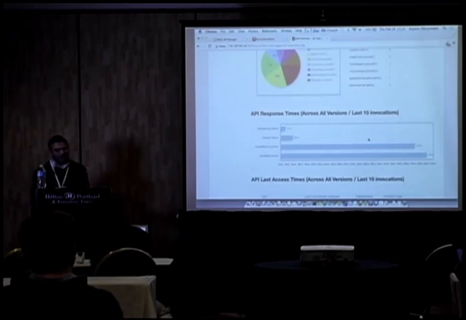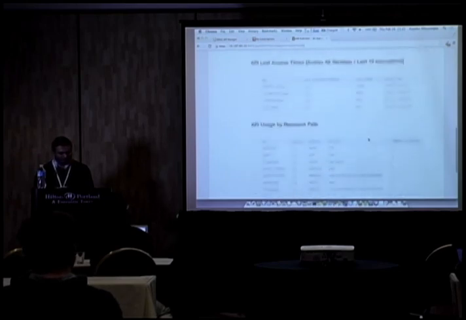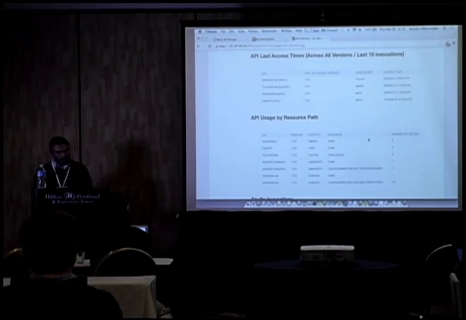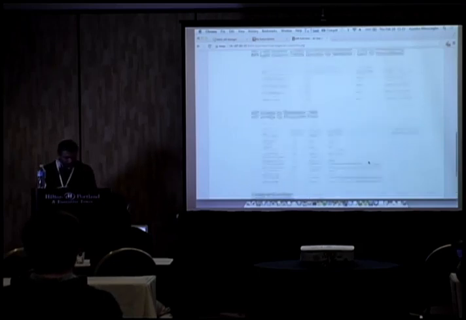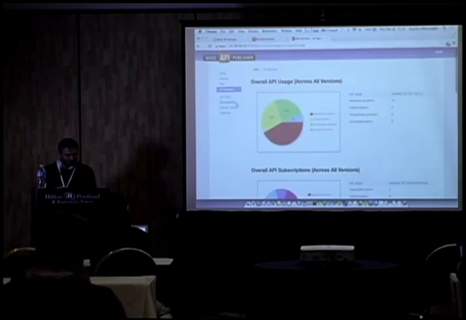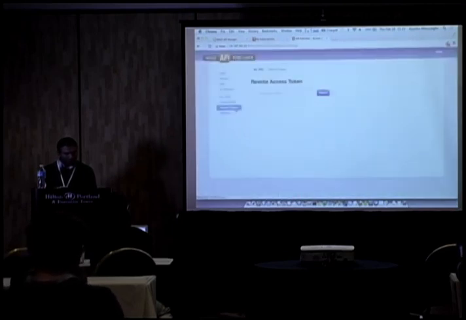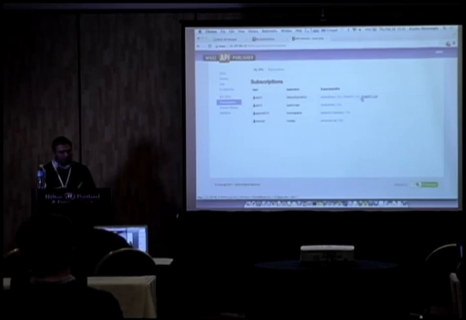So you can fine tune your backend APIs by looking at this information, and the last access time, and based on the resource path, who invoked which resource, and fault invocations as well. So those are the basic statistics, but you can introduce your own statistics as well. And then you can manage the APIs, like you can revoke the APIs, as well as see the subscriptions, who has subscribed for what. So basic information to manage your APIs is provided.